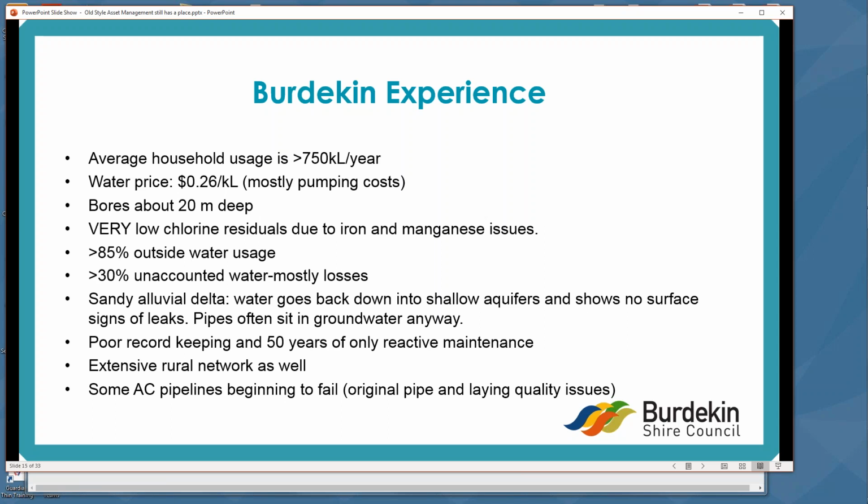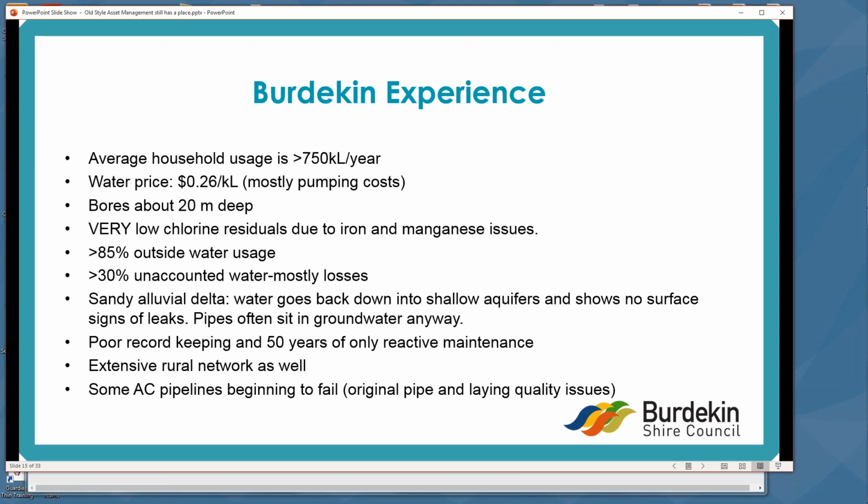Most of our water comes out of bores about 20 metres deep, sitting in a nice sand aquifer, so it's pretty good water, although we're discovering a few problems with it now. We use very low chlorine residuals because we have issues with iron and manganese in our bore water, and it precipitates out in the network and gives us dirty water, so we always run as close to the wire as we can with our chlorine residuals to minimise that problem.